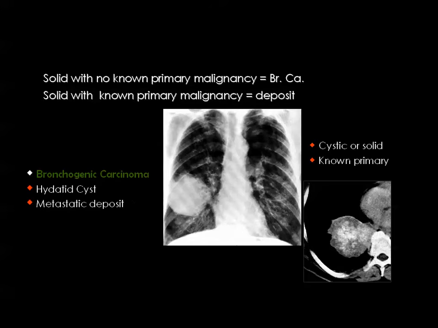Metastatic deposits are diagnosed by the clinical history of a known primary or by multiplicity. If there is no history of a known primary or the lesion is solitary, then you think of a bronchogenic carcinoma. One may say that this bronchogenic carcinoma contains calcium, and calcium means benign. I say that calcium means benign in the nodule only, but calcium does not have a radiological significance in the diagnosis of bronchogenic carcinoma as a mass.